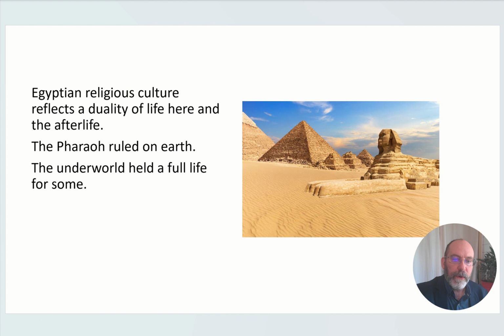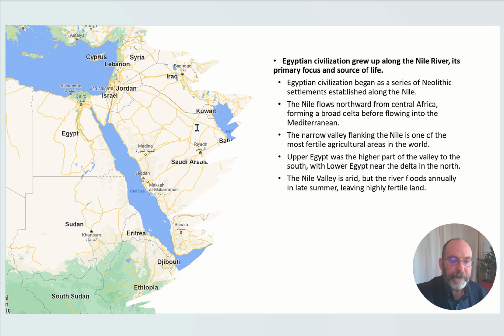So religious culture reflects a duality of life, both here and in the afterlife, meaning almost two sides of the same coin. Pharaoh ruled on earth. The underworld held a full life for some. And what we see is it's a lot like Mesopotamia. It's a pretty dreary place for them, the way they perceive what the afterlife is going to be like. So not a lot of excitement about it.